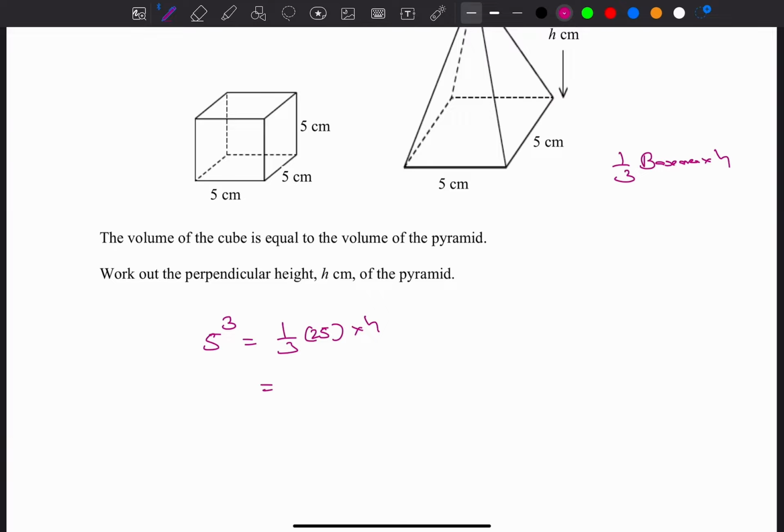The 1/3 you multiply on the other side. 5 cubed is basically what? 125. So 125 times 3, because you're dividing by 3 here. You're timesing by 25 on that, divided by 25 here, which will give you the height. So h is what? You could do it mentally. 25, how many of them is 5? 5 times 3 is 15 centimeters. Okay, next one.